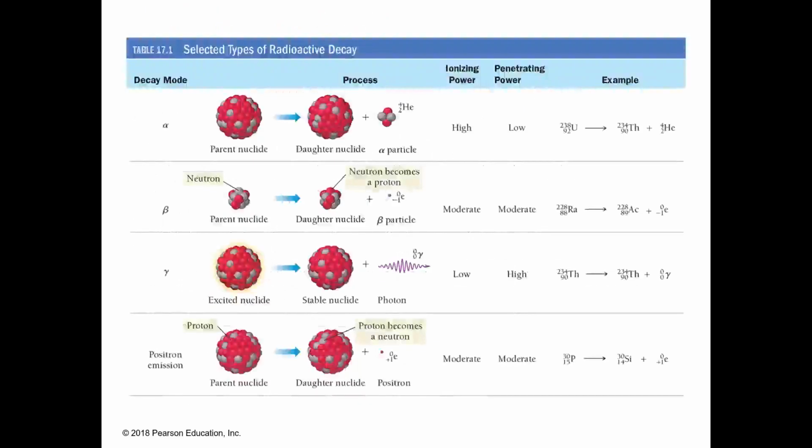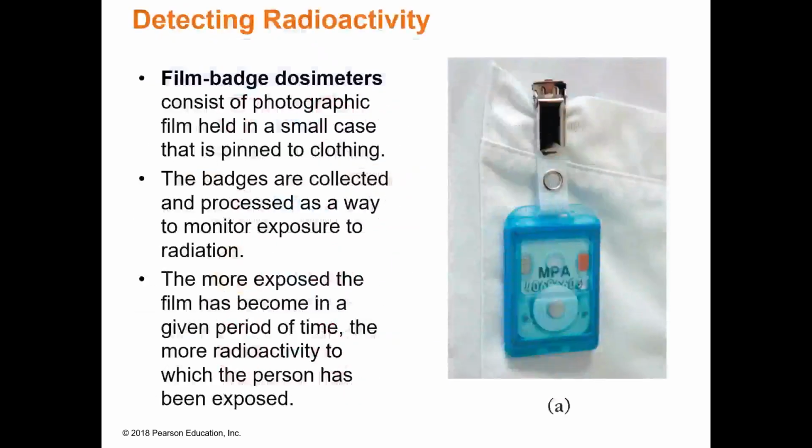This table visualized the 5 types of radioactive decay with examples. Now let's talk about how we detect radiation. One simple but effective tool is called a film badge dosimeter. This is a little badge with photographic film inside.